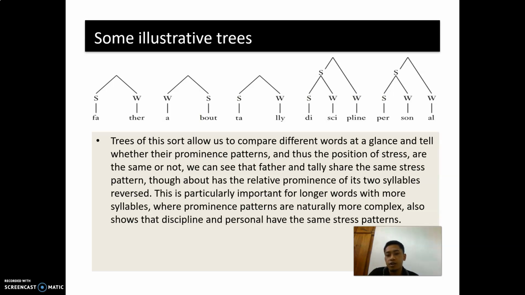Trees of this sort allow us to compare different words and tell whether their prominence pattern, and thus the position of stress, is the same or not. We can see that father and tally share the same stress pattern. About has the reverse relative prominence of its two syllables. This is particularly important for longer words with more syllables, where prominence patterns are naturally complex. They also show that discipline and personnel have the same pattern.